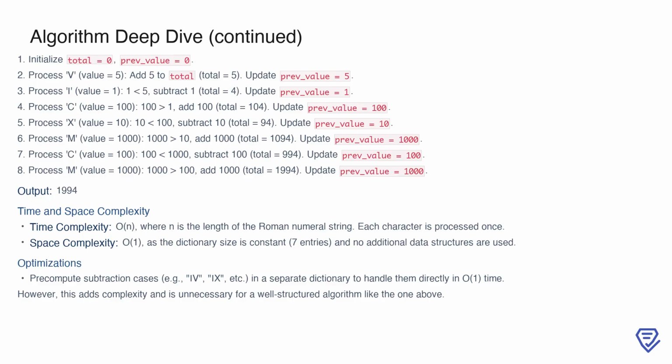Then, we process C, with a value of 100. As 100 is greater than prev_value, 1, we add it, bringing the total to 104, and set prev_value to 100. Continuing, we process X, valued at 10. Since 10 is less than prev_value, 100, we subtract it, resulting in 94, and update prev_value to 10. For M, with a value of 1000, we add it because it's greater than prev_value, 10, giving a total of 1094, and update prev_value to 1000.